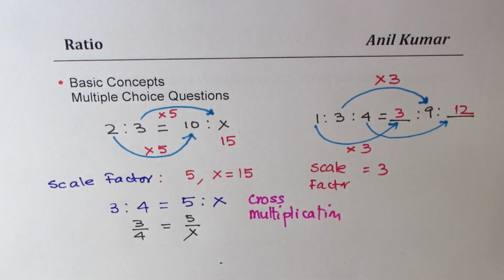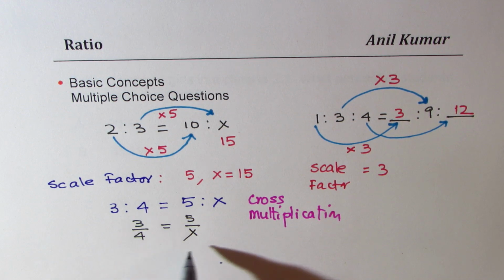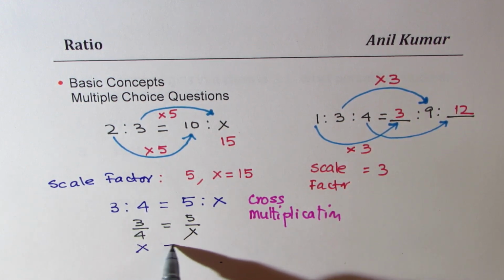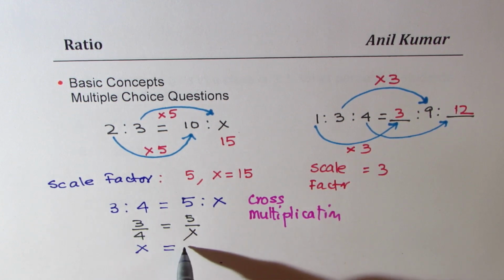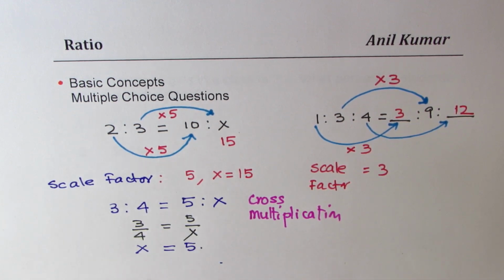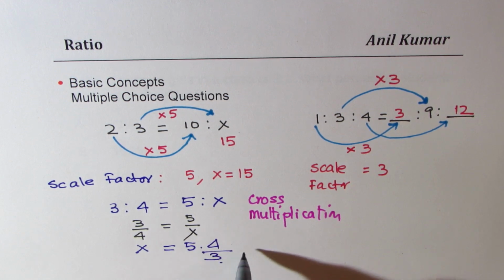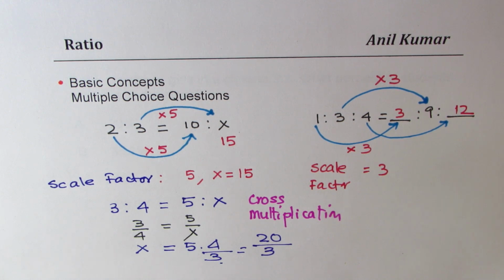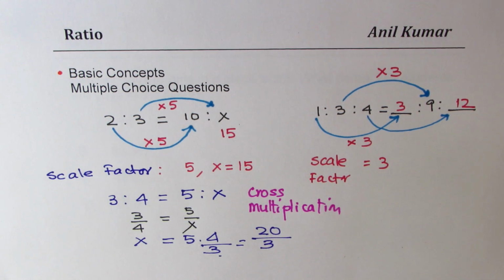So scale factor is one of the very interesting and useful strategies. On the other hand, if you get stuck with such situations, you can cross multiply, and so we can say x is equal to, bringing it there, we are left with 5 multiplied by 4 over 3, right? So we do get some answer which is 20 over 3. Leaving it in that form is okay. Perfect. So these are the basics about ratios, and now let's begin to solve our questions one by one.